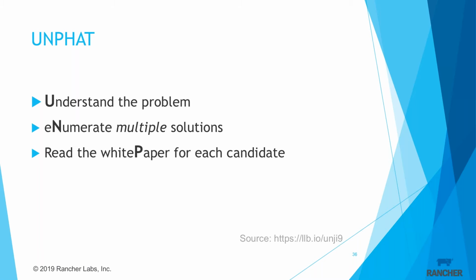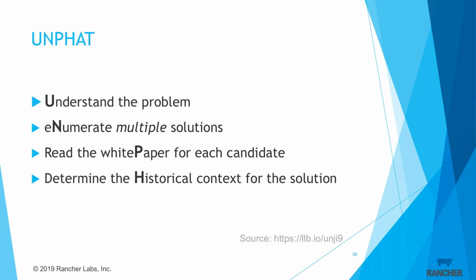Consider a candidate solution, and then if a white paper exists, read it. Do research and learn about the benefits and the drawbacks of the solution. Find out what its real costs and its hidden costs are. Determine the historical context for the solution. You can read Oz's article to learn why Kafka and Cassandra and service-oriented architecture were created or adopted by large companies. Does the problem that you're facing have the same requirements?